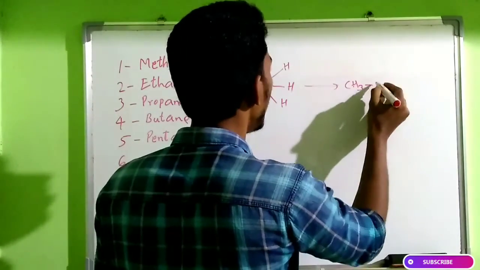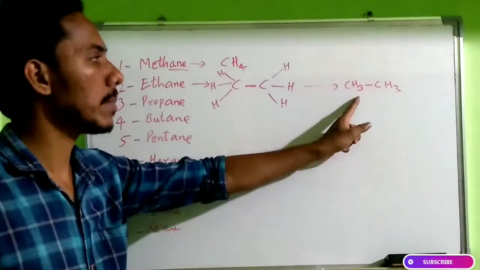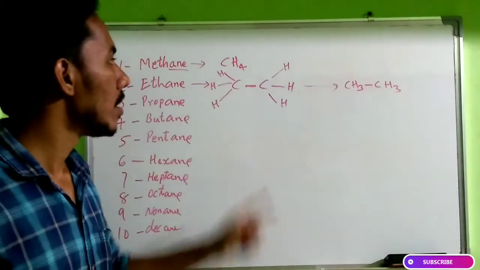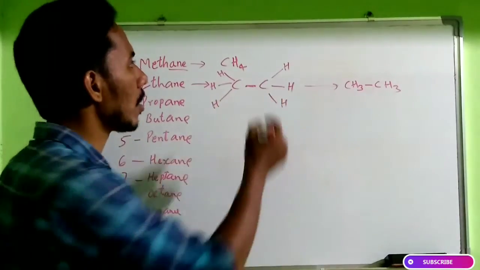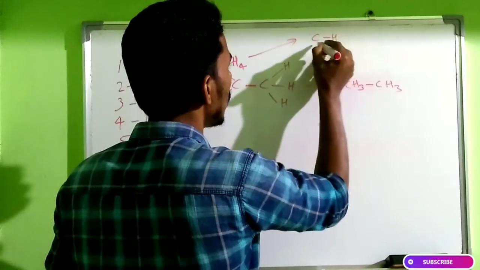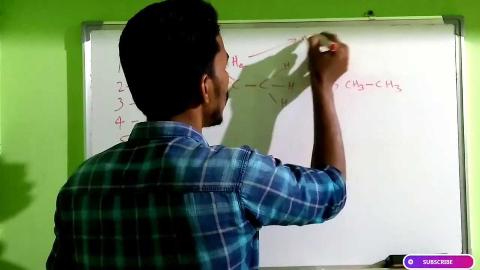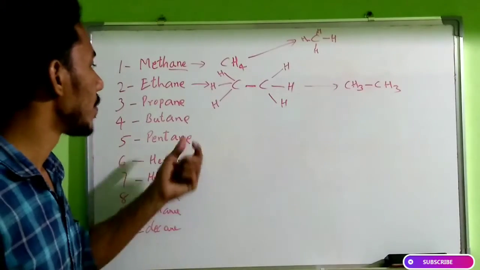You can also draw it as CH3 single bond CH3. Okay. It is the simple representation. CH3 CH3. How can you draw this structure? CH with H H H. This is CH4. Okay. Next one.